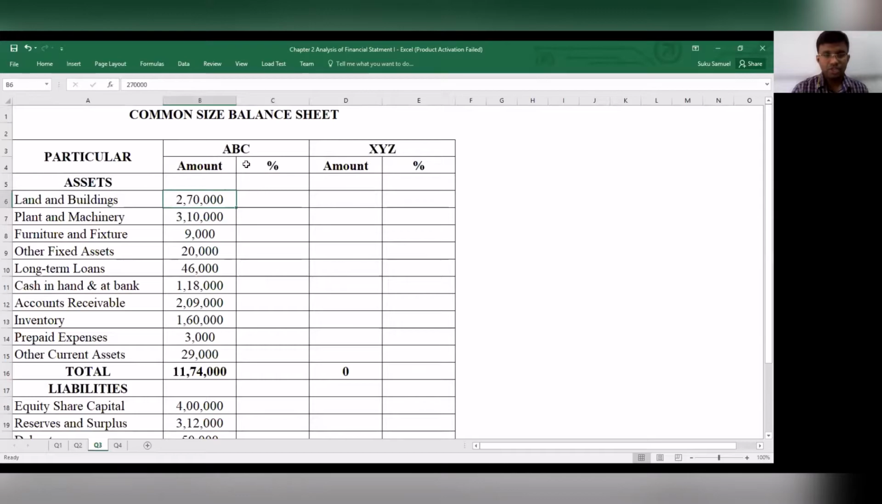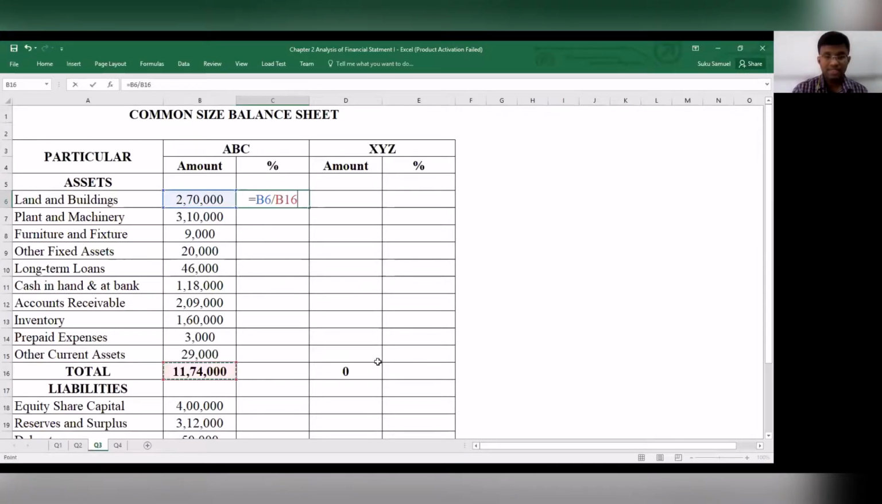Under each of these companies, at first we are recording the amount, then we will have to calculate the percentage. We've recorded the amount over here. Now in the second column, against each company, we will have to calculate the percentage. Now, how do we go about with the computation of percentage? To compute percentage, we have to take the corresponding value of the item. So in my case, since land and building is 2,70,000, this is divided by the total asset.